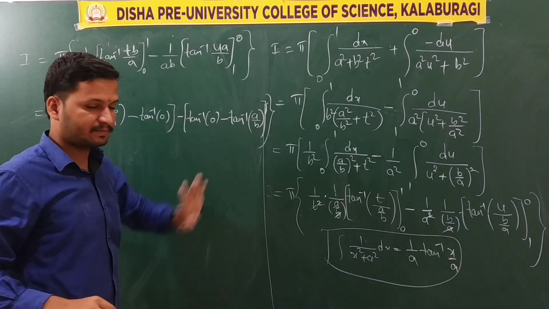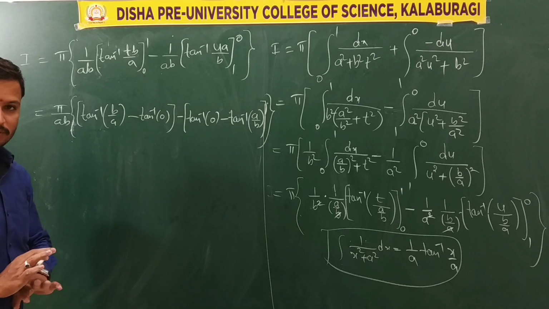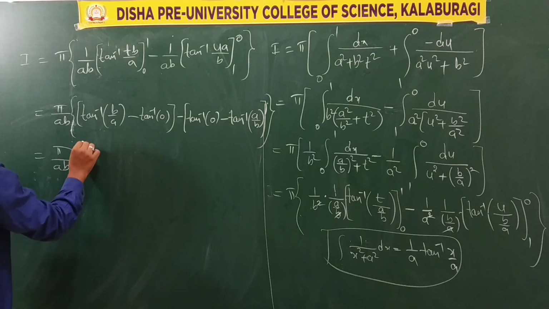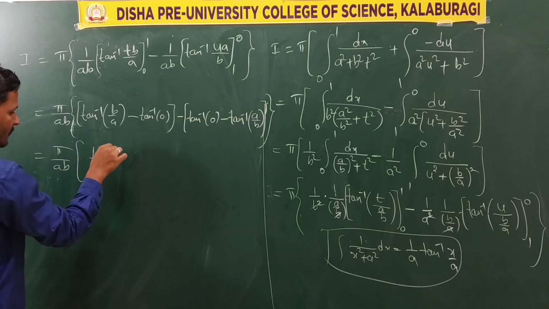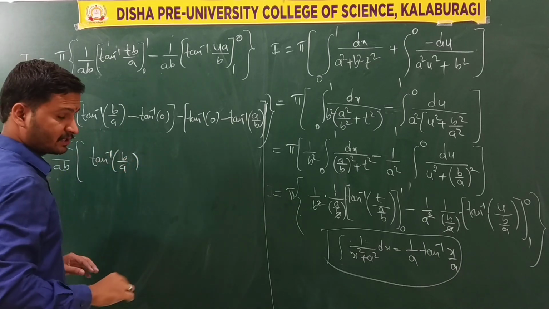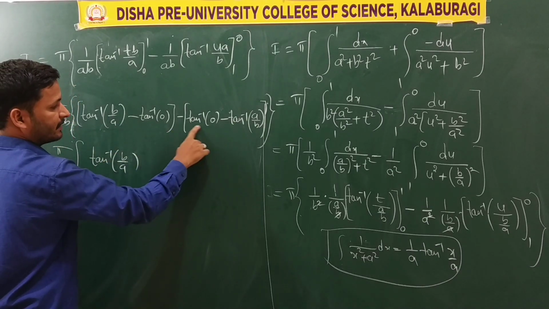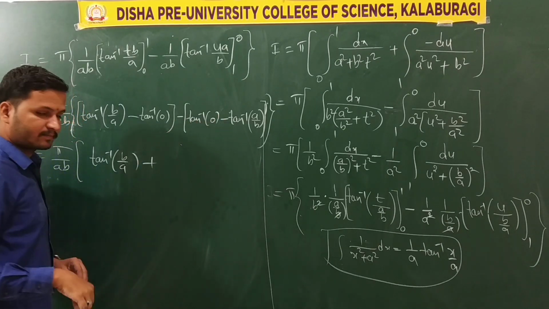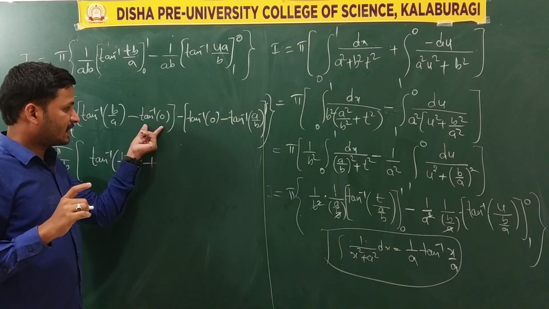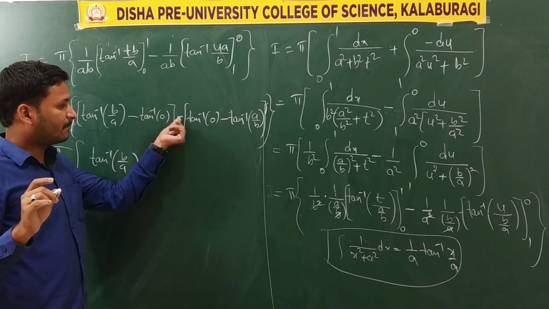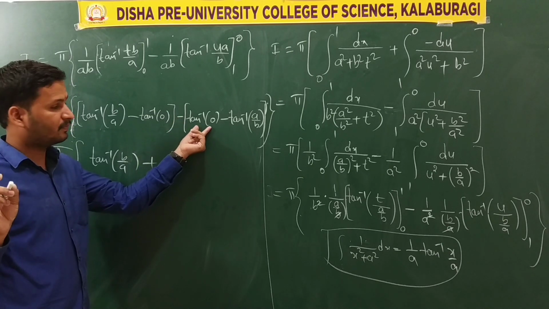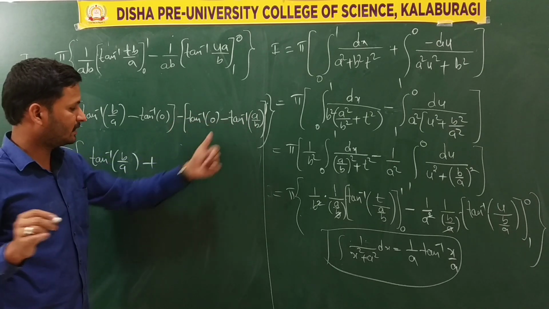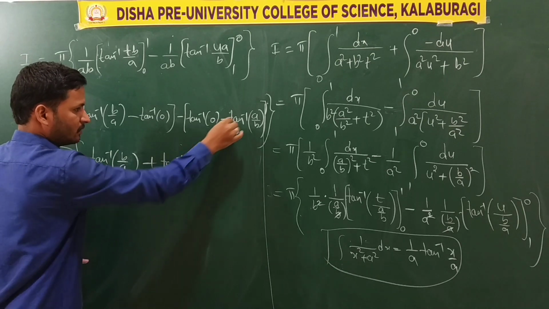Now the value of tan inverse of 0 is 0, so these two terms vanish. So only pi divided by ab remains, with tan inverse of b by a. Next, minus of minus into minus is plus. Understand correctly: tan inverse of 0 is 0, leave it. Again here tan inverse of 0 is 0. Next, here there is a minus with tan inverse of a by b. So outside minus, minus of minus is plus tan inverse of a by b.